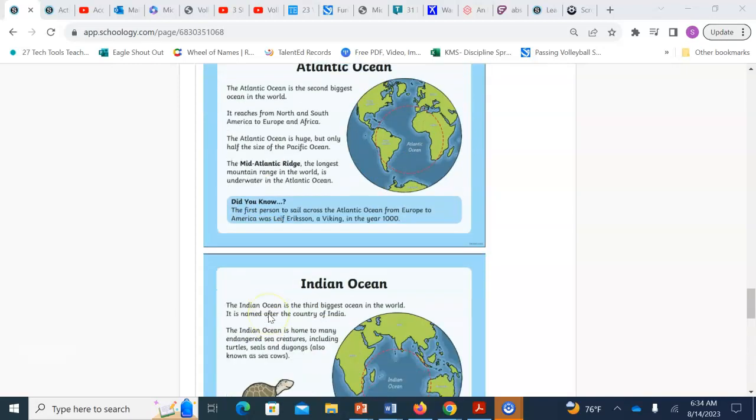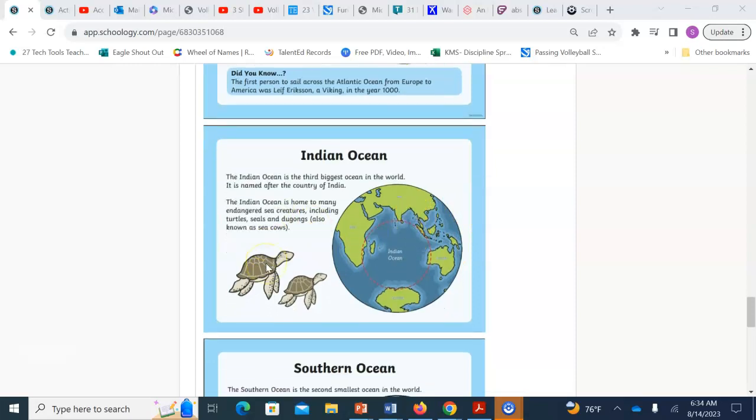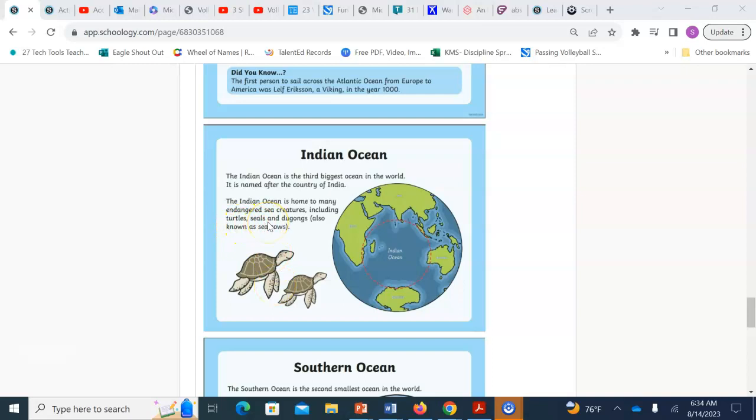Okay. The Indian Ocean, it's the 3rd biggest ocean, and it's actually named for the country that it sits by, India. It's home to many endangered animals: turtles, seals, dugongs, or sea cows.